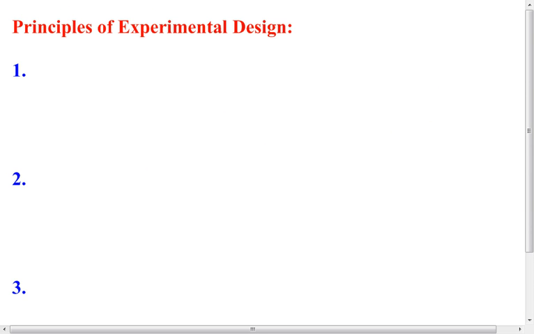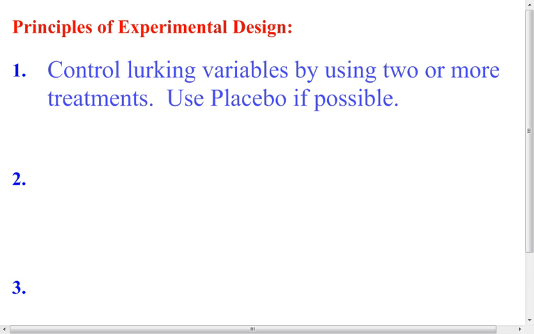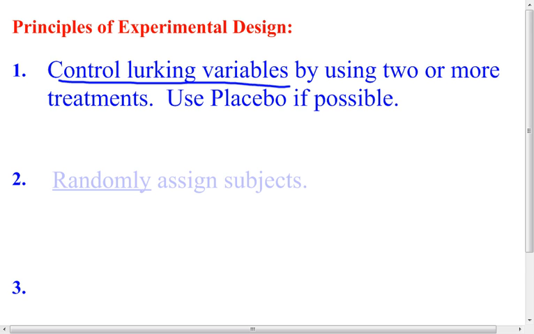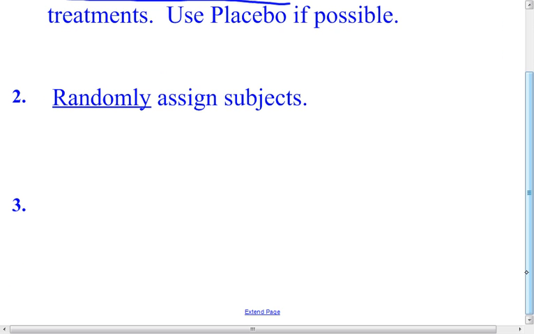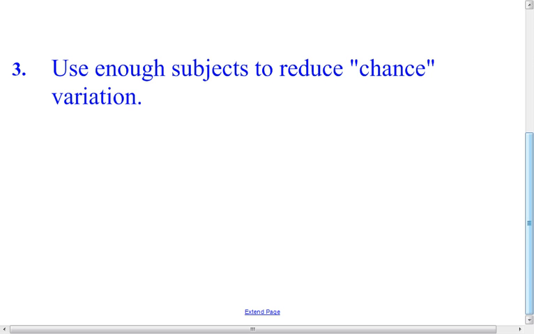All right, three main things you need to know about whenever you do an experiment. Really, really, really important things. The first thing you have to do is you have to control your lurking variables as best as possible. The easiest way to do this is to make sure that you use two or more treatments. If the placebo makes sense in your situation, use it. Okay? And next, you need to make sure that you randomly assign your subjects. Very, very important that it's randomly selected and not self-selected, because that can definitely sway results one way or another.